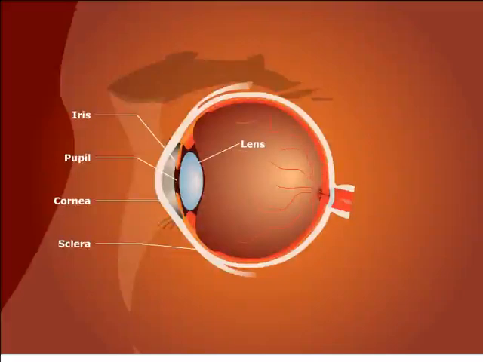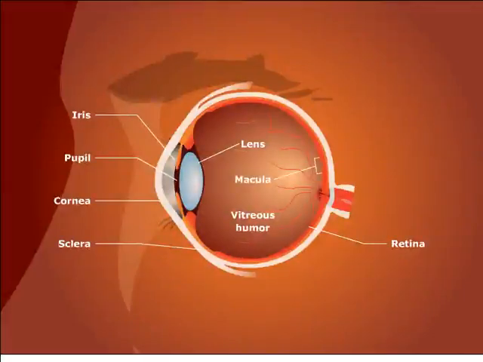The lens is a flexible, transparent structure that focuses light on the retina. The vitreous humor is a clear gel that occupies the space between the lens and the retina. The retina is a light-sensitive tissue, which lines the back of the eye. It absorbs light and sends a signal to the brain.